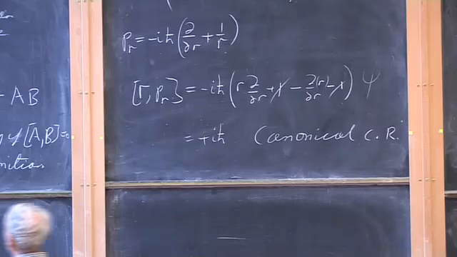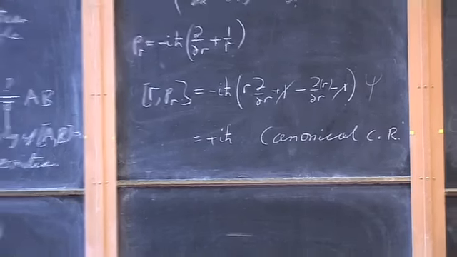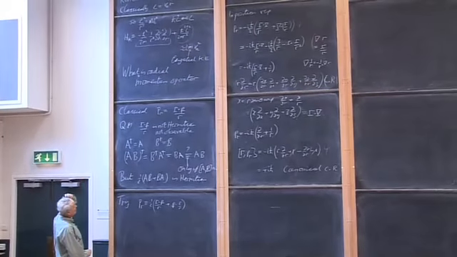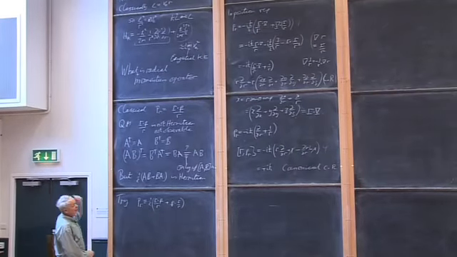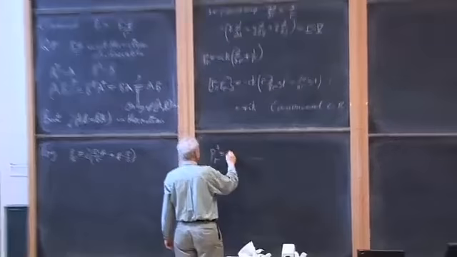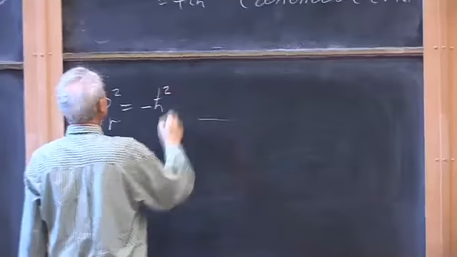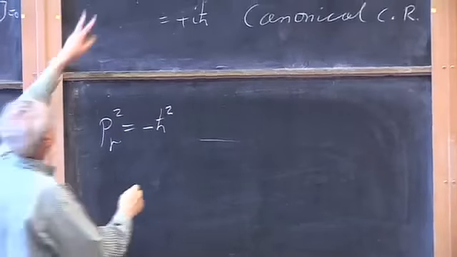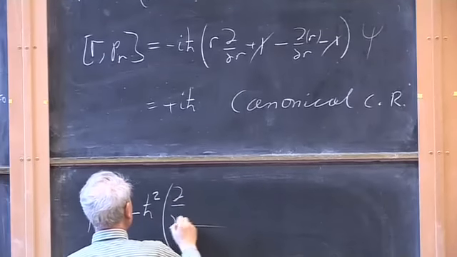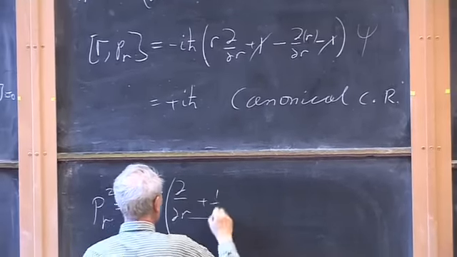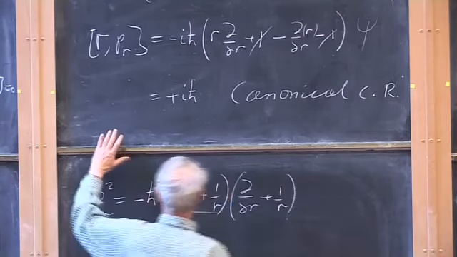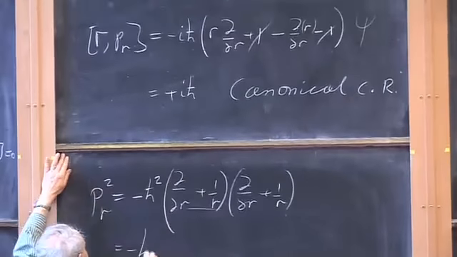Okay, so what are we really trying to do here? We're trying to show that 1 over r squared d by dr of r squared d by dr is essentially P_r squared. So let's calculate P_r squared. P_r squared is going to be minus h bar squared, because there'll be two minus i h bars, and then it's (d by dr plus 1 over r) times (d by dr plus 1 over r).